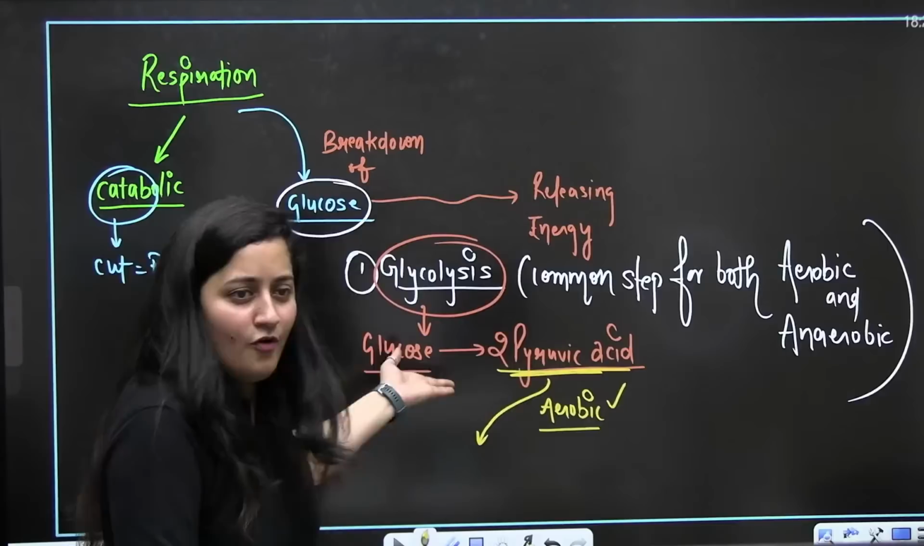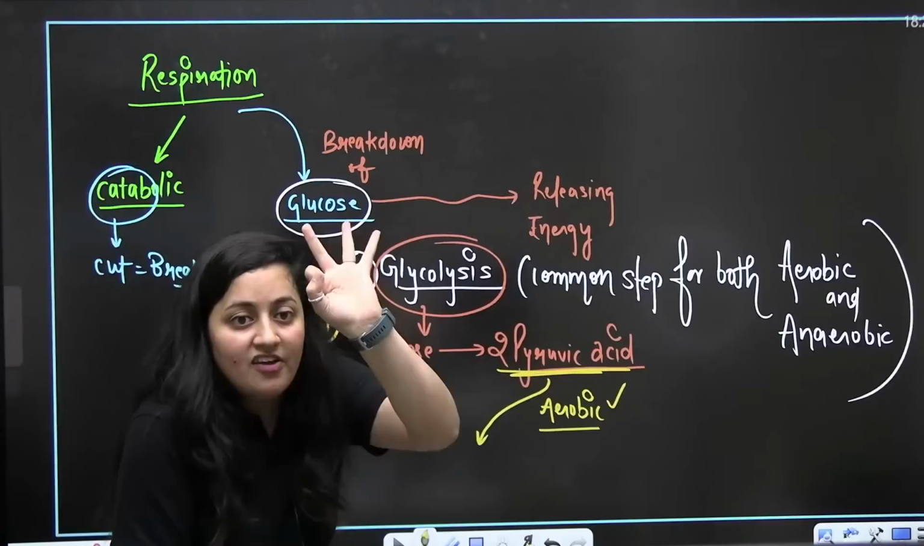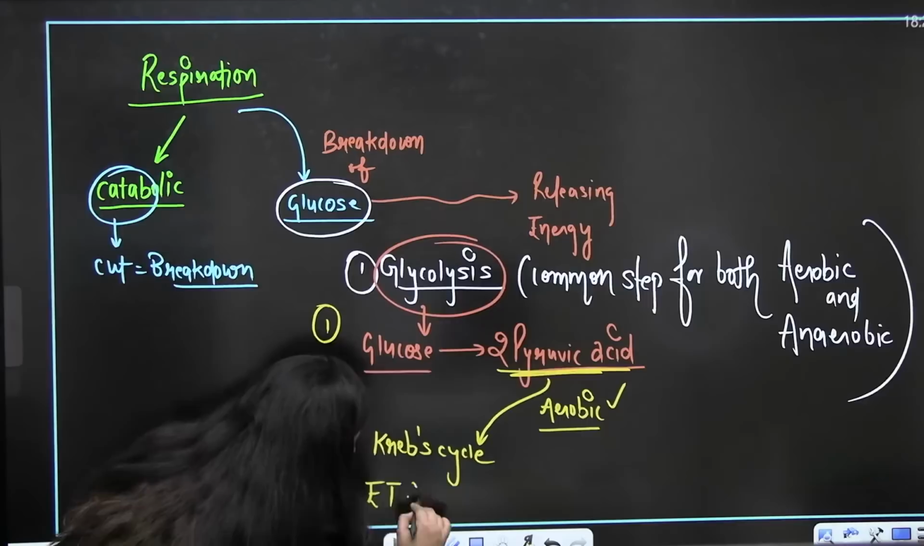Focus here. So, it is the glycolysis which is the common step. So if oxygen is available, then what is going to happen here? This pyruvate will go for the Krebs cycle after the link reaction, and then there will be the electron transport chain.